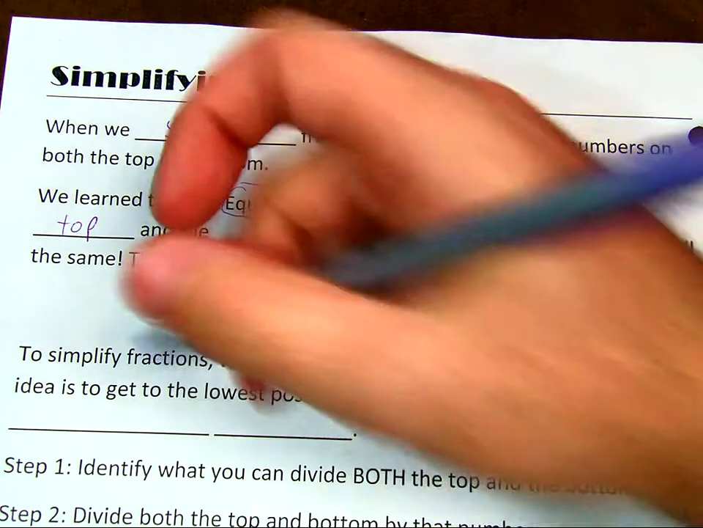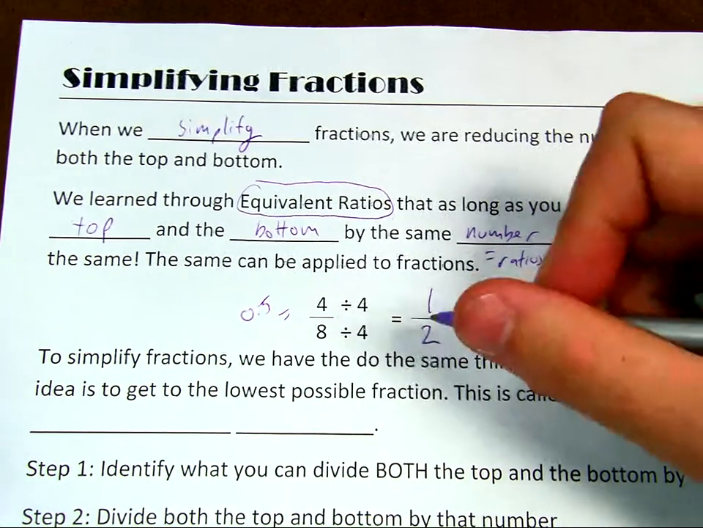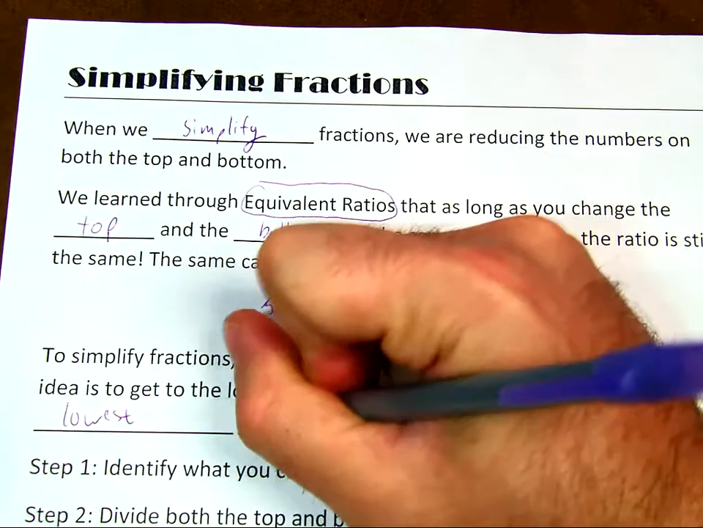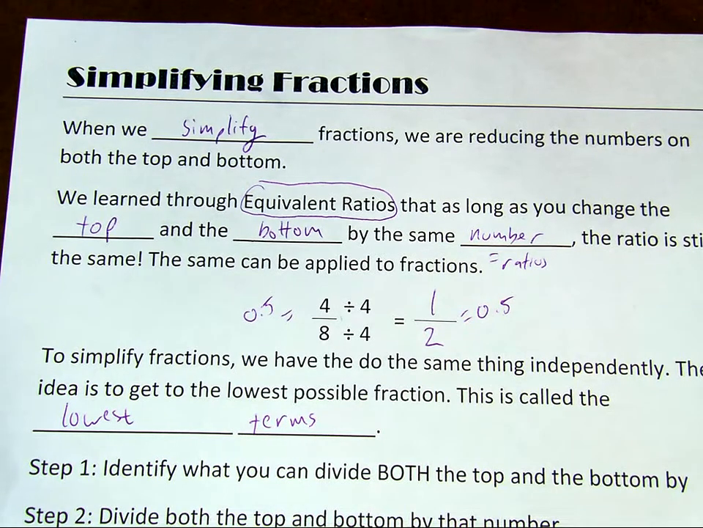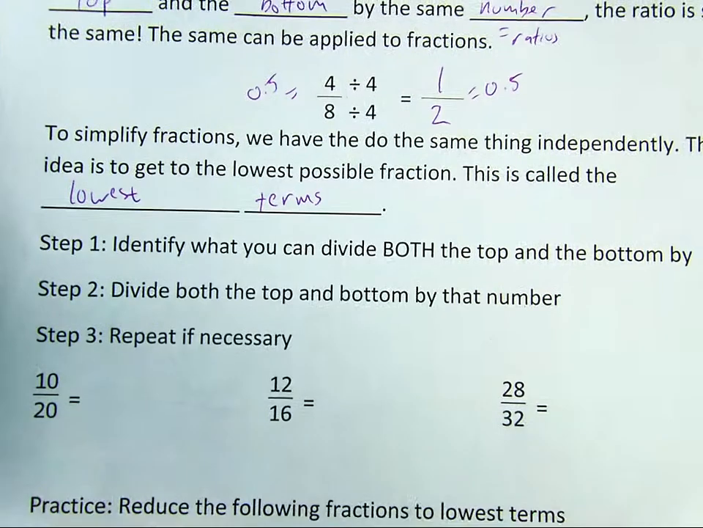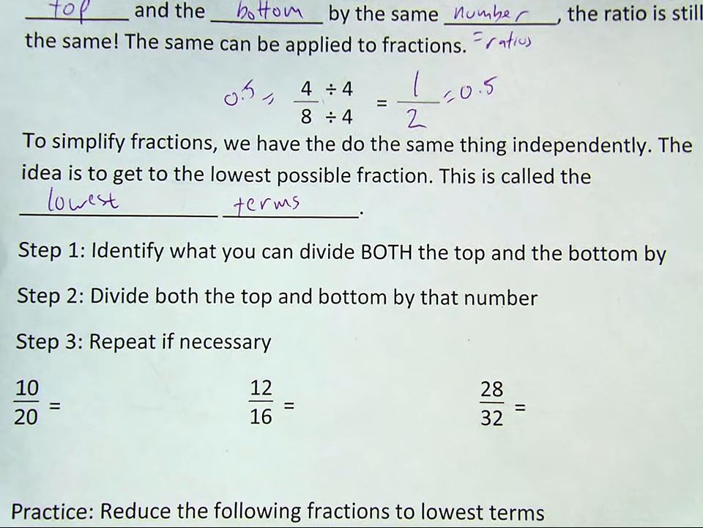To simplify fractions, we have to do the same thing to the top and bottom. The idea is to get the lowest possible fraction. This is called the lowest terms. So, first step, identify what you can divide both the top and the bottom by. Second step, divide both the top and the bottom by that number. Then step 3, repeat if necessary.